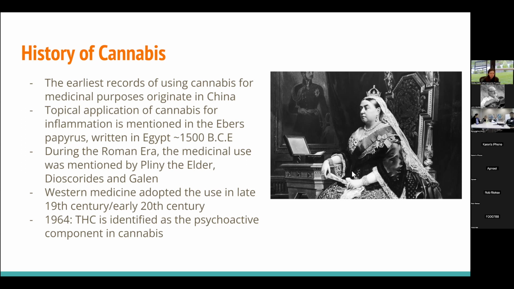and she was known to use cannabis for painful menses. She didn't smoke the plant, but used a tincture of oil that was derived from the plant itself. She used other things too, like opioids, throughout her life for various reasons. But despite this really long use of cannabis, it wasn't until 1964 that THC was identified as a psychoactive component in the cannabis plant itself.